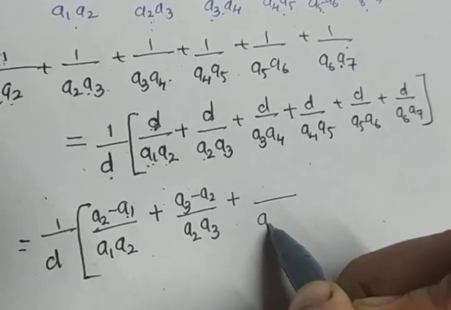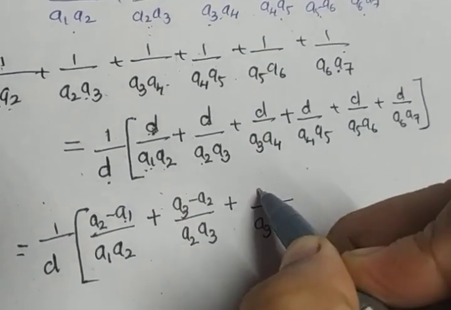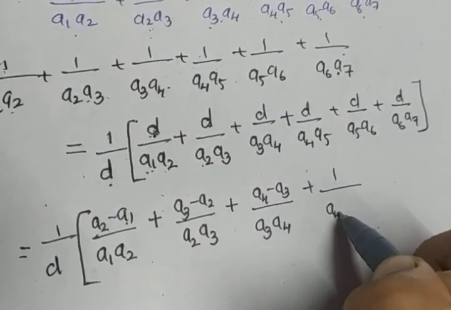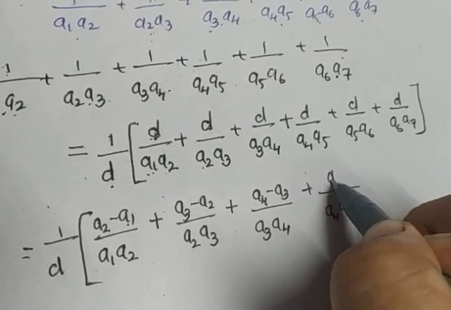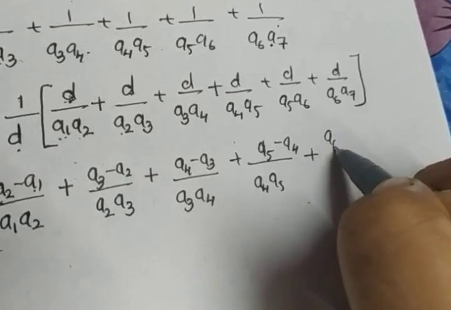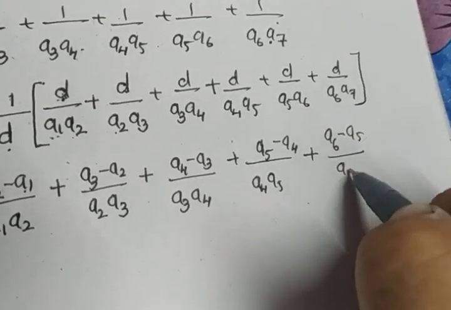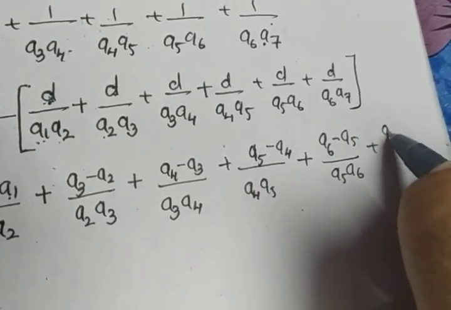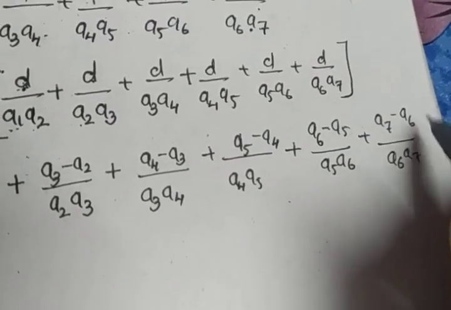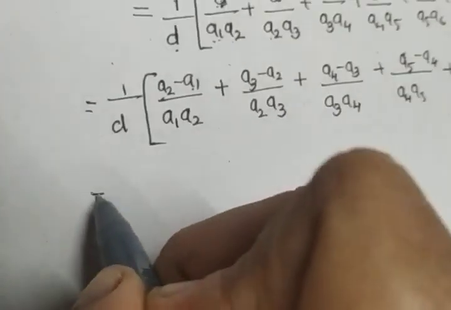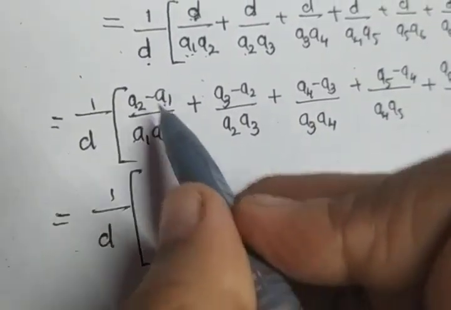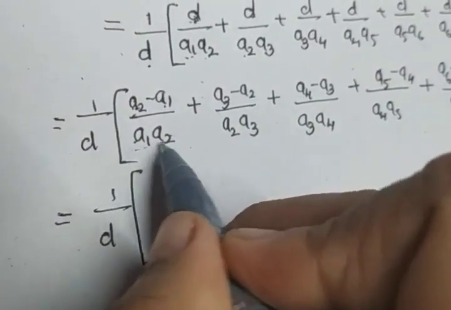Similarly, the third denominator is A3 A4. So how will we write the D? A4 minus A3. Plus, in the next case it is A4 A5, so we will write the value of D as fifth term minus fourth term. Plus the next term is sixth term minus fifth term by A5 A6, plus instead of D I am writing the value A7 minus A6 by A6 A7. That is equal to 1 by D into, what I am going to do is split that term. There are two terms in the numerator and a single term in the denominator.